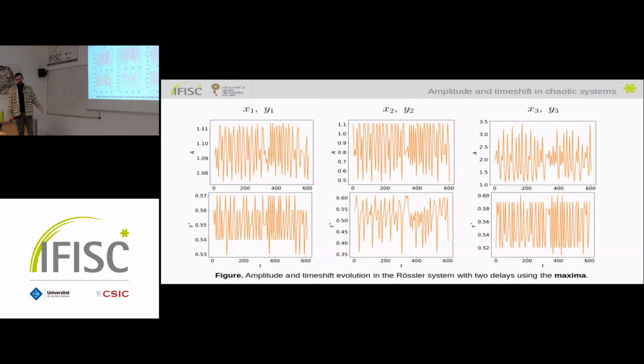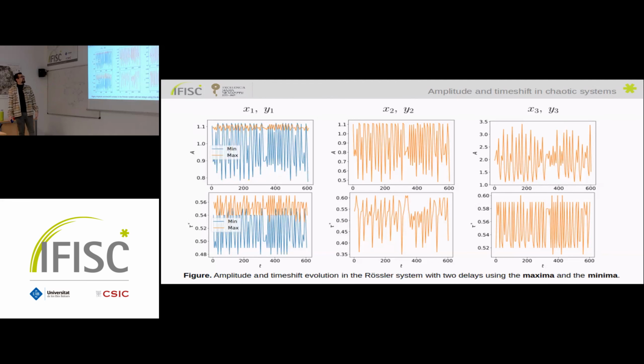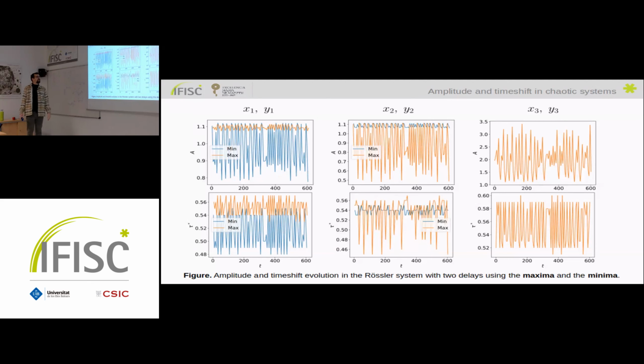And it is even more difficult to explain because we can do the same, but using the minima instead of the maxima. And if we do that, we can observe that the behavior is quite different. So for instance, if we do that for the minima of the first variable, we can see that the behavior almost resembles what is happening for the maxima of the second variable, but with some slight differences. And also the same happens, but the other way around, for the second variable. So the minimum of this variable resembles a little bit what happened with the maxima of the other variable.